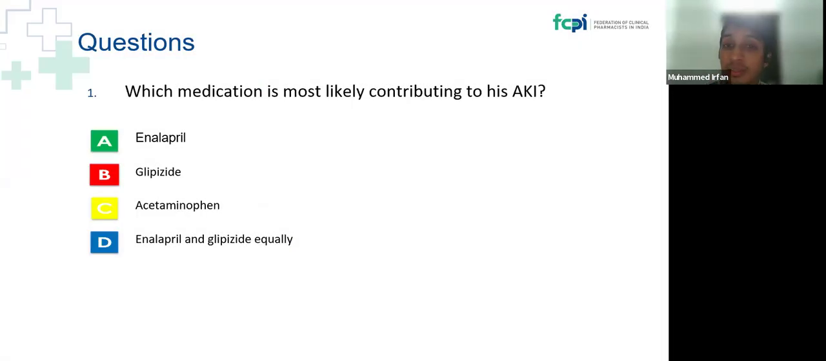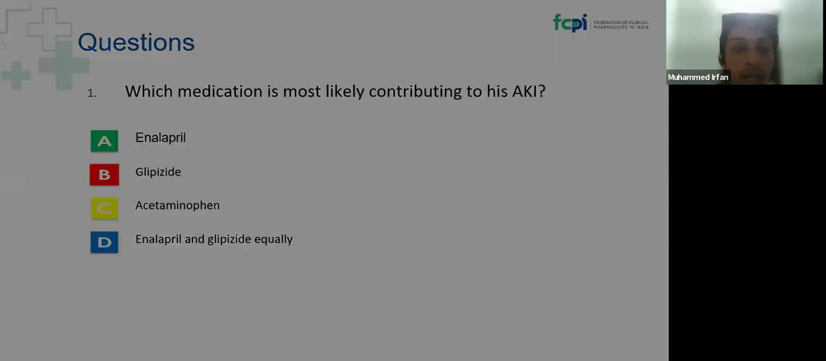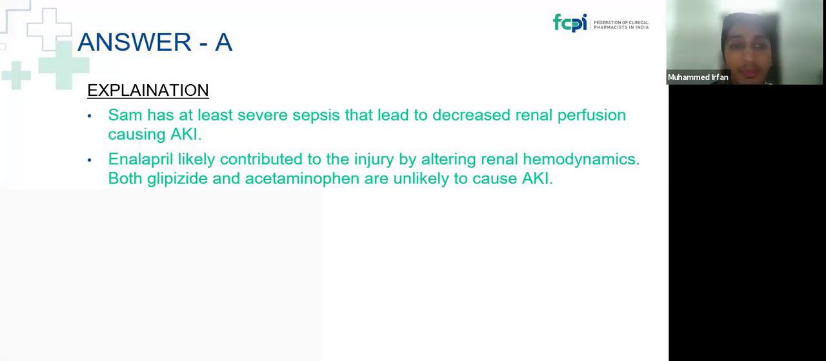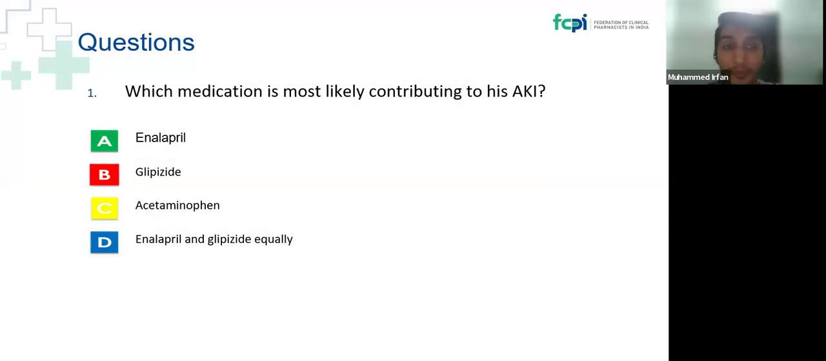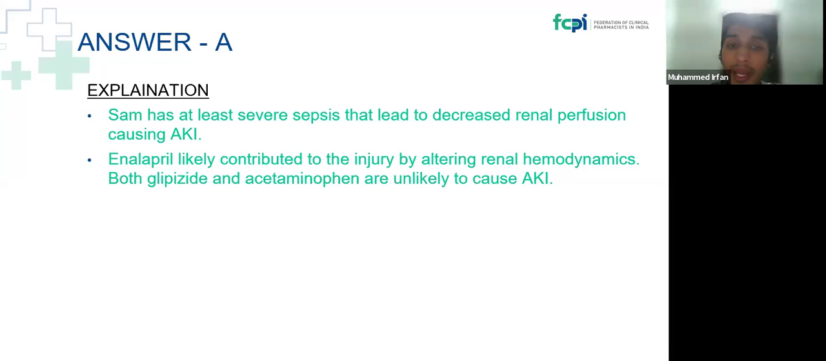Which medication is more likely contributing to the acute kidney injury? That is A, enalapril, B, glipizide, C, acetaminophen, and D, enalapril or glipizide. We can look into that. That is the answer A. Which is the answer A? That is enalapril, the ACE inhibitor. That's why it has been answer A.